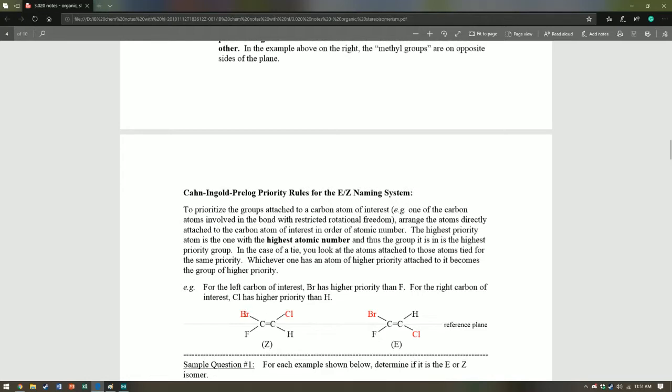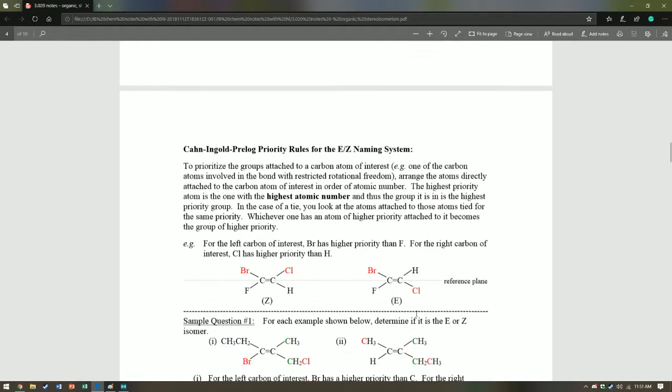So with respect to those two highest order functional groups, this is a Z isomer and this is an E isomer, since bromine and chlorine are on opposite sides of the plane, whereas here they're on the same side of the plane. Like we just determined, bromine is higher than F in order, and Cl is higher than H in order.